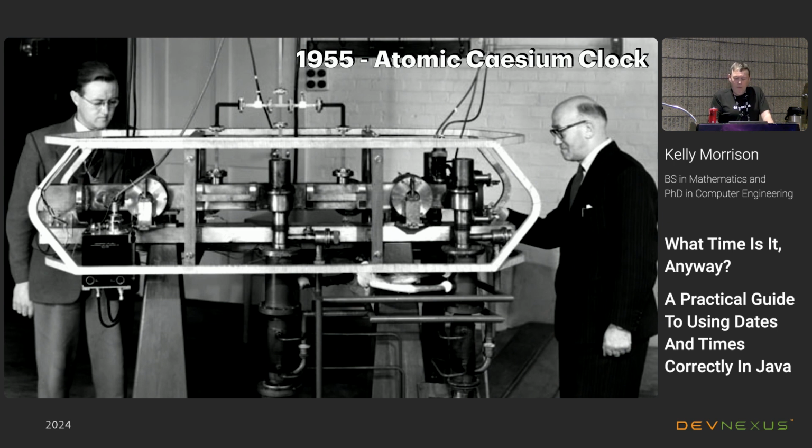But in 1955, they decided this is kind of clumsy. Let's just track it using cesium. So they built a clock, and they used the atomic active element cesium, and they used the number of vibrations it does to establish a time code. I don't know why they picked cesium. There was probably a good physics reason for it.